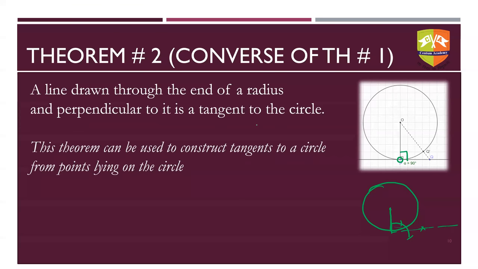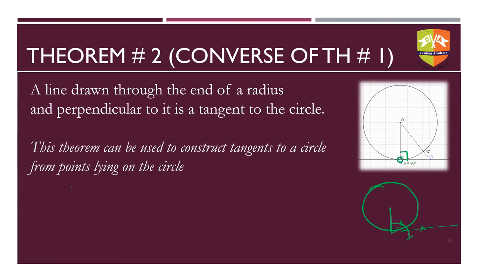A line drawn through the end of a radius and perpendicular to it is a tangent to the circle. How will you prove it? You can use the previous theorem. Now for the converse, the best part is you can always use the previous theorem to prove this theorem. Isn't it? So how will you prove it? Any idea, guys? Who has done it? How will you prove that a line drawn through the end of a radius and perpendicular to it is tangent to the circle? So hence you can use the contradiction route.